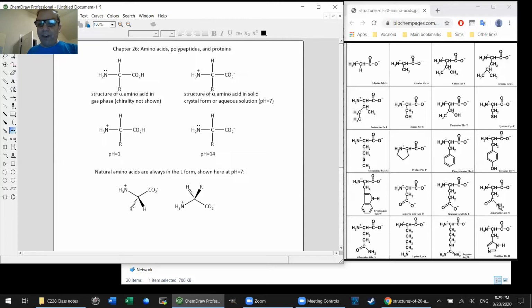Two of the amino acids have amide functional groups. Those correspond to the carboxylic acid ones, just as you have aspartic acid and glutamic acid, you have asparagine and glutamine. Those are the amide versions, if you will, of the two carboxylic acids.